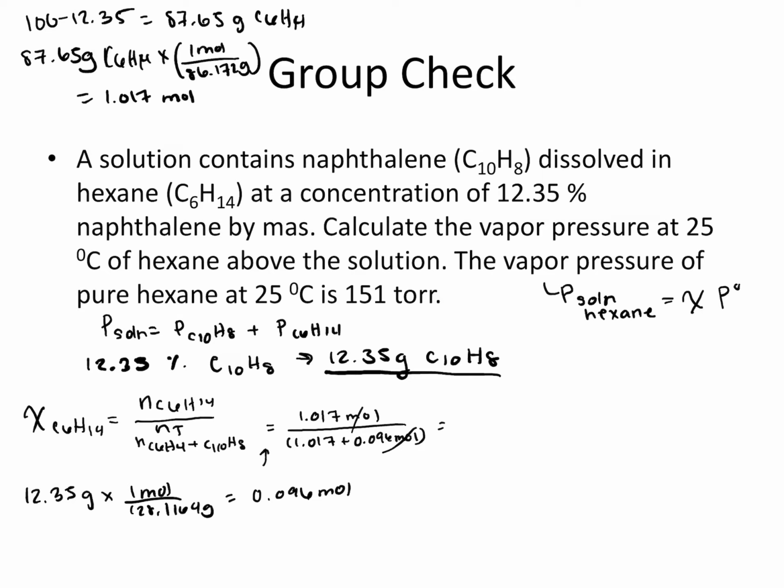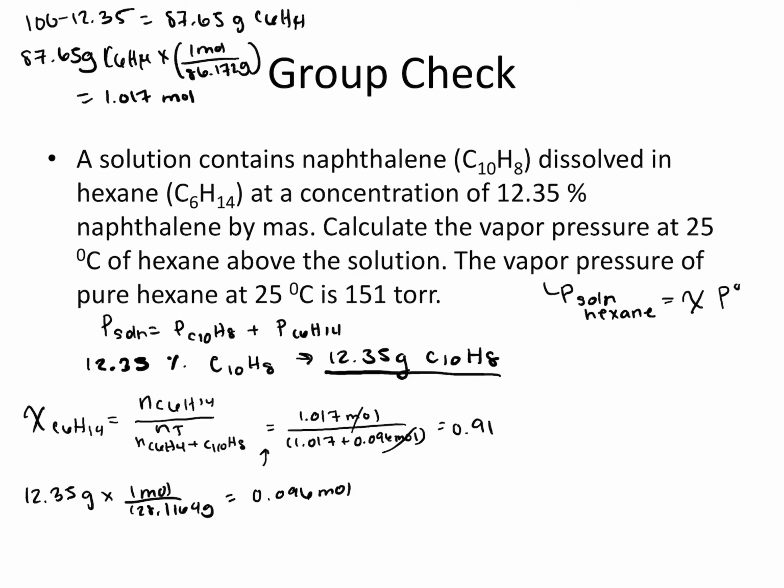So then you can say, okay, well, my mole fraction is going to be 1.017 moles divided by my total, 1.017 plus 0.096 moles. Your moles cancel because it's a fraction, and you get 0.91.